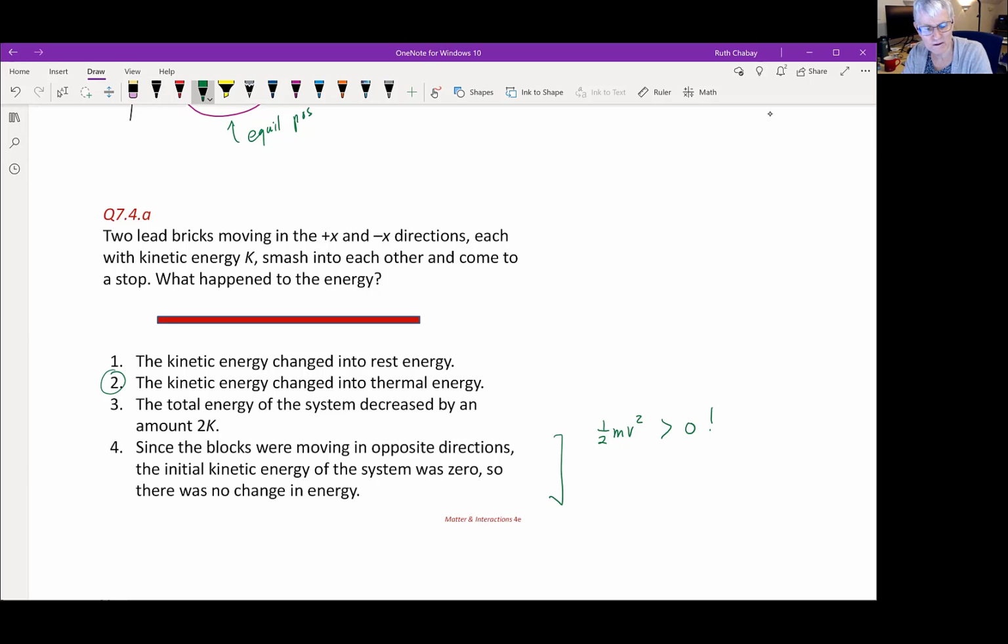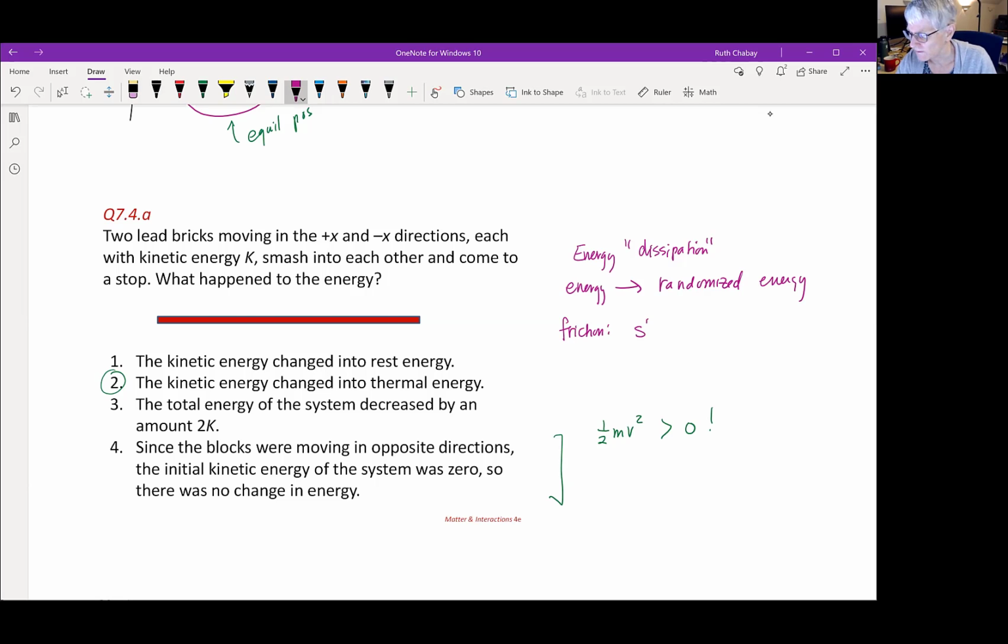So indeed, the energy changed into thermal energy. This basic idea is called energy dissipation, where energy, something like kinetic energy, is converted into randomized thermal energy. And there are other examples of this that we already know about. So, for example, friction.